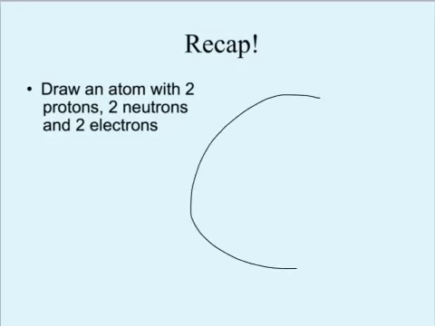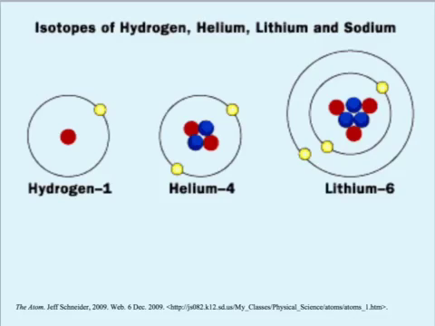Okay, flying around the outside of our atom, we are going to have our negatively charged electrons. On the inside, we will have 2 positively charged protons and 2 neutrally charged neutrons. Elements are defined by how many protons they have.